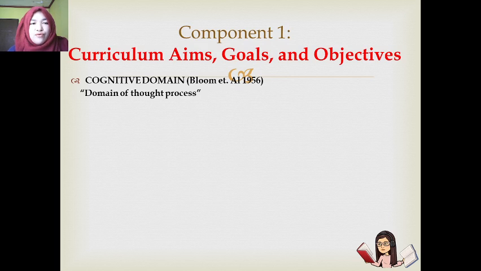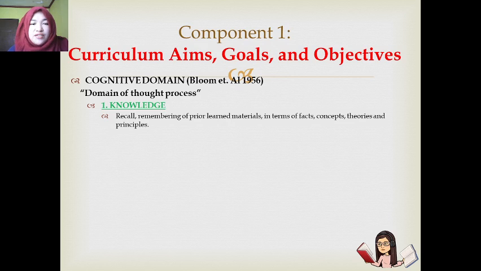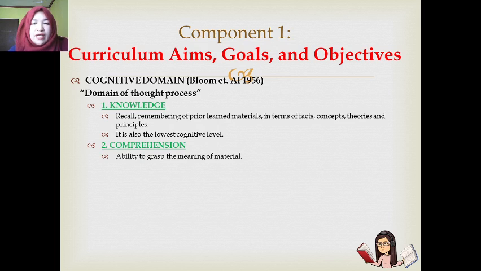Okay, so we first start with the cognitive domain, the domain of thought process. Maybe you already understand what the cognitive domain means, right? Number 1, knowledge. That is to recall, remembering of prior learned materials in terms of facts, concepts, theories, and principles. In a lesson plan, this is sometimes the prior knowledge and the review. It is also the lowest cognitive level. Number 2, comprehension. Ability to grasp the meaning of material.